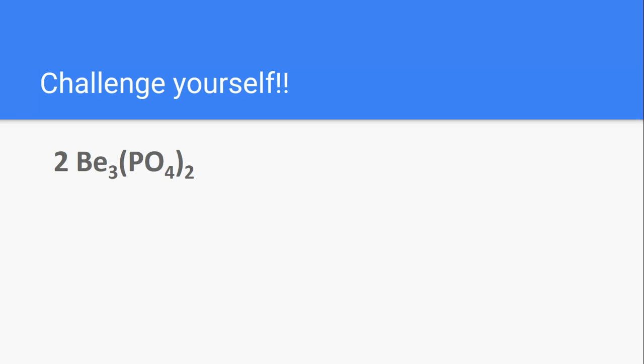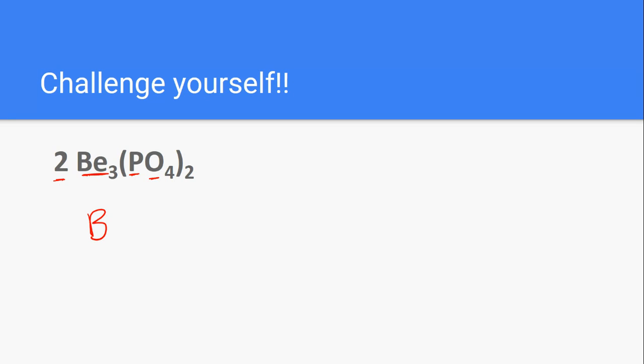Okay, this is a doozy. This is a challenge. So what do we say first? So first, we know that we have to break it out with the coefficient, but let's first see how many elements we have. Be, we have P, and we have O. So let's see, we're going to say Be.